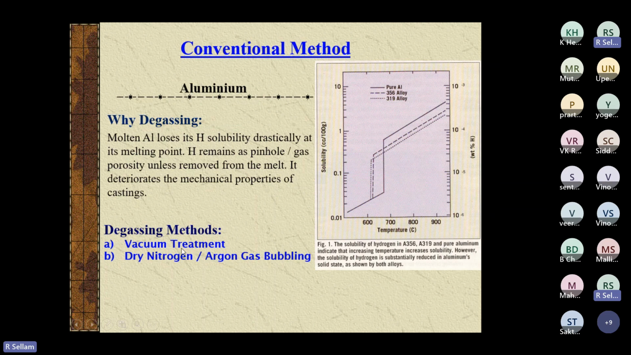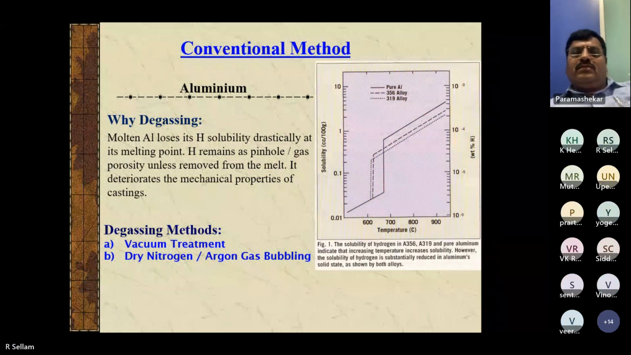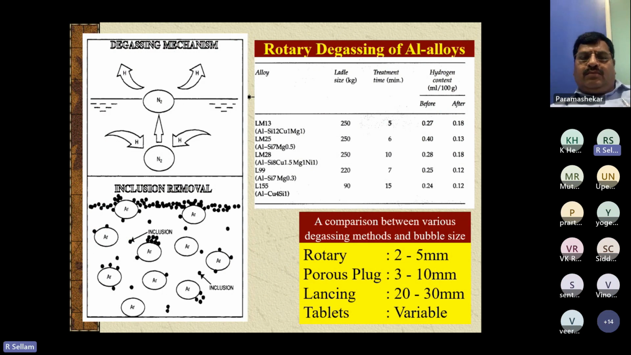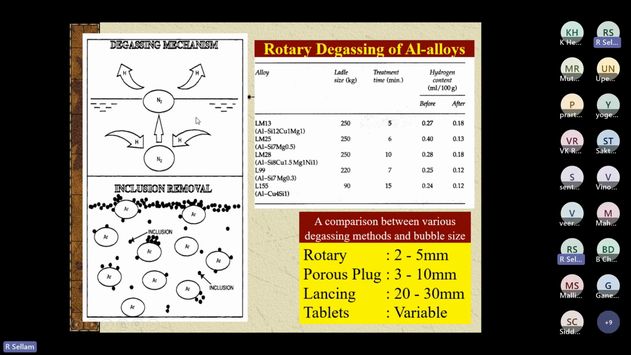What are the degassing methods? Vacuum treatment or purging with nitrogen or argon gas. Argon gas is costly, and vacuum is also costly commercially. Commercially, dry nitrogen is used for degassing. In this mechanism, you purge with nitrogen. The dissolved hydrogen cannot come out easily because of the hydrostatic pressure of the molten metal. If nitrogen bubbles are injected, hydrogen joins the nitrogen bubble, gradually floats up, bursts, and is exposed to the atmosphere.